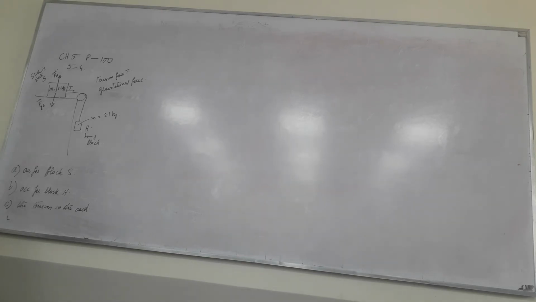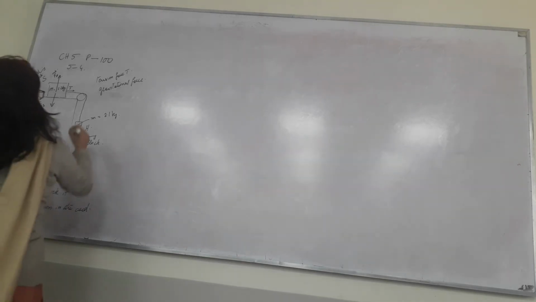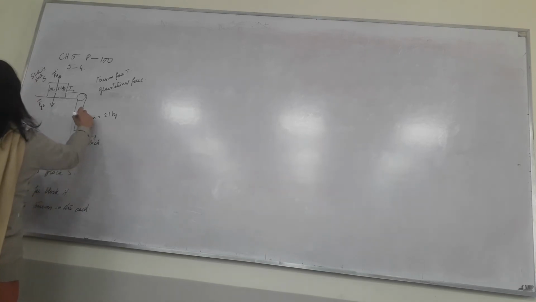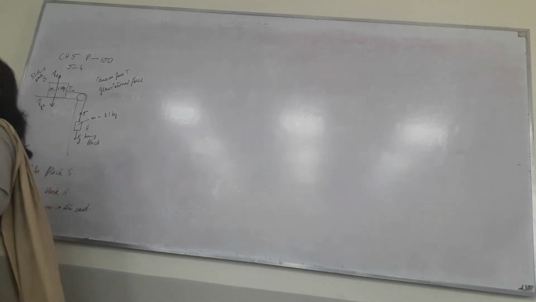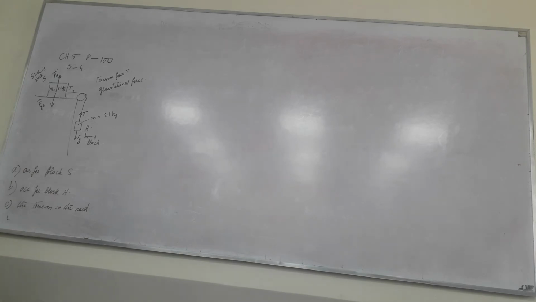For block H, again we can draw the forces. The block H is experiencing a tension force which is upwards. It's experiencing a gravitational force F_g which is downwards, and it is not experiencing any force in the horizontal direction. There is no force in the horizontal direction for block H. Is that clear? Okay.